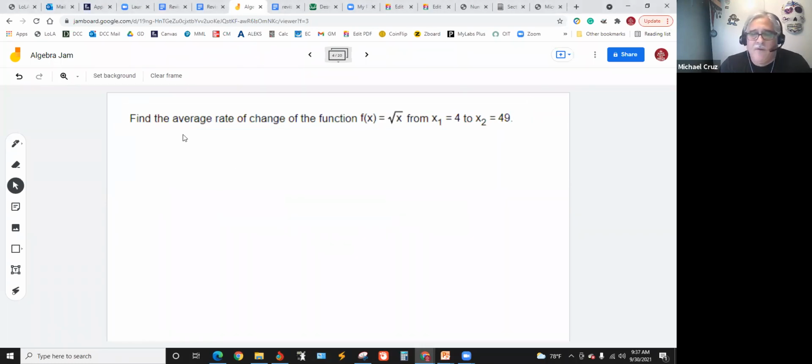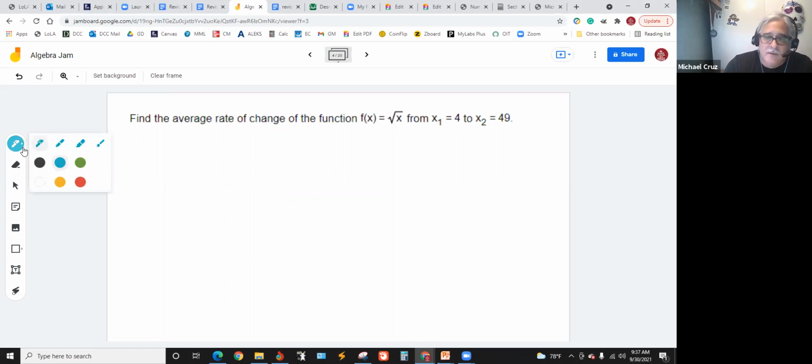All right, so find the average rate of change. So that's just the slope. So what we're going to do is just stick it in. I'll just even write this up here. It's just that since we're not dealing with y, you got f of x up there.